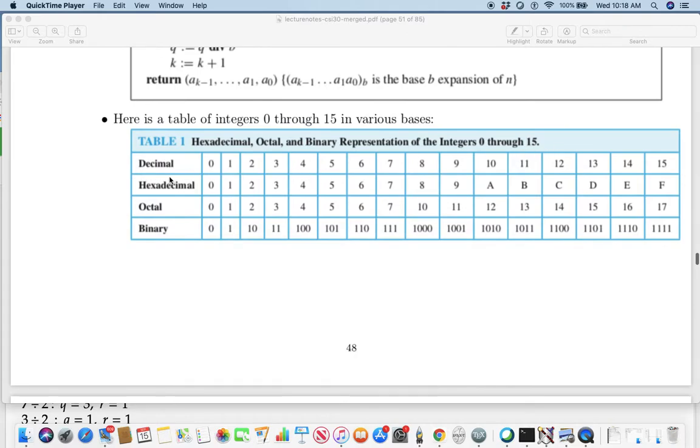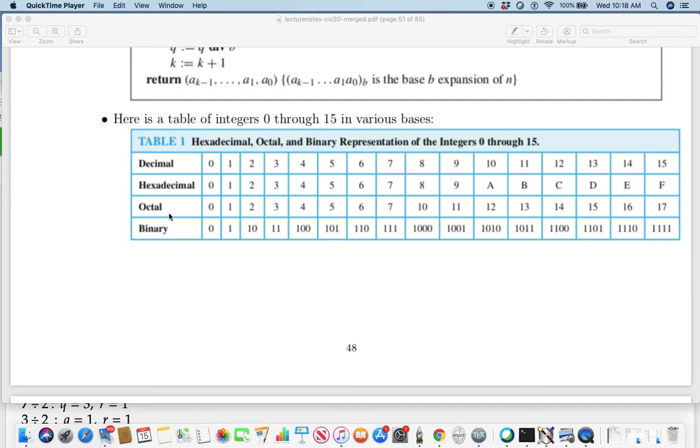Here is a table of decimal numbers 0 through 15 in hexadecimal representation. Hexadecimal means base 16. Octal representation, that's base 8. Binary representation, that is base 2. Notice 16 is interesting because you are allowed digits 0 through F. What is F? What is A? 9 you understand as a digit. 10 is A. 11 is B. 12 is C. 13 is D. 14 is E. And 15 is F.